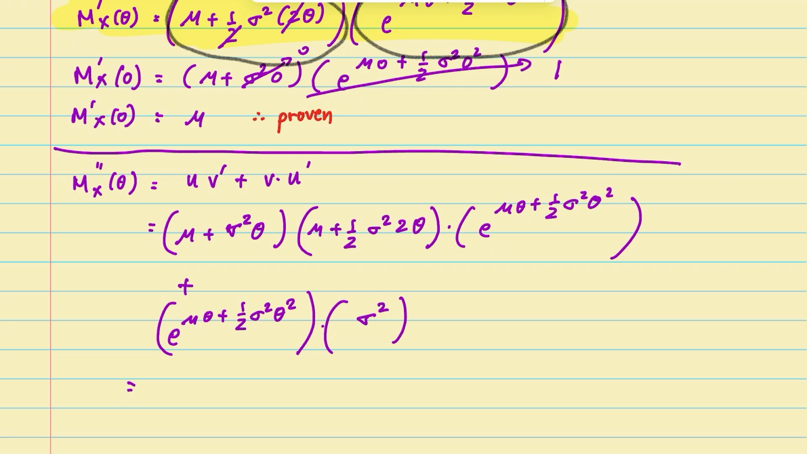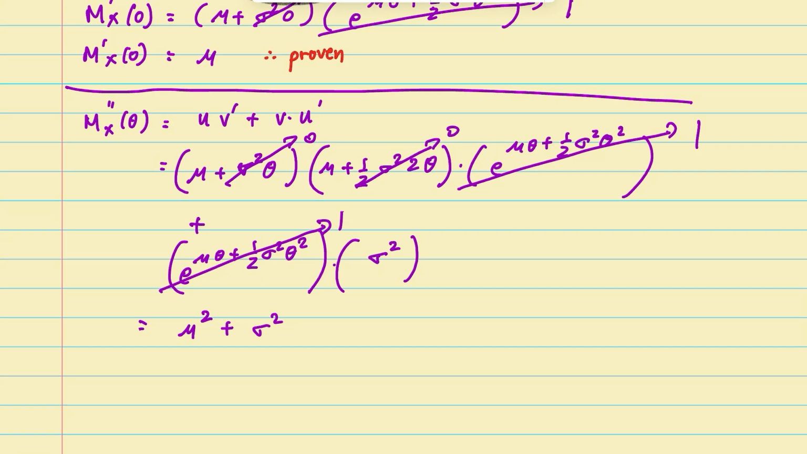Okay, so now remember that theta is 0. So for this one it is 0. This whole thing is 1, and this whole thing is also 1. So now we are left with mu squared plus sigma squared. So this is the second derivative of the MGF.